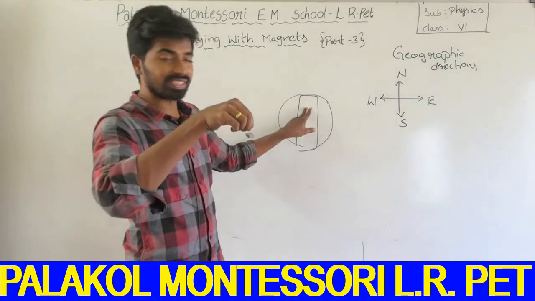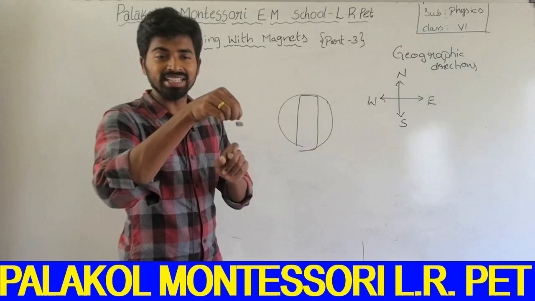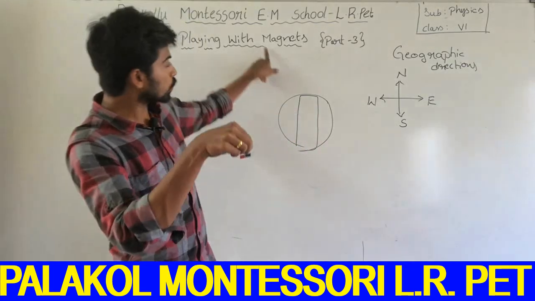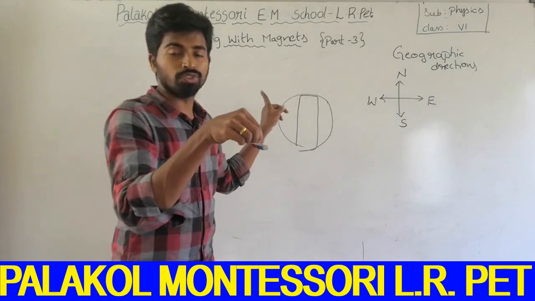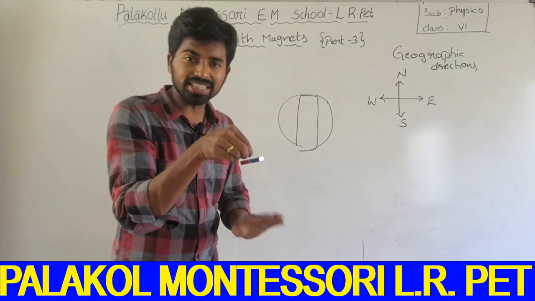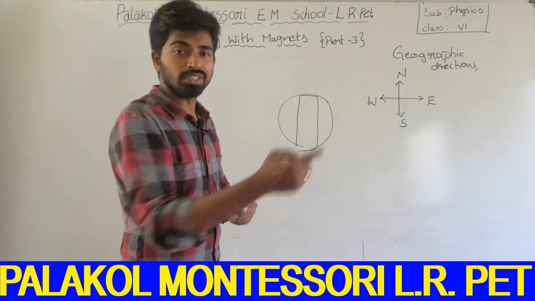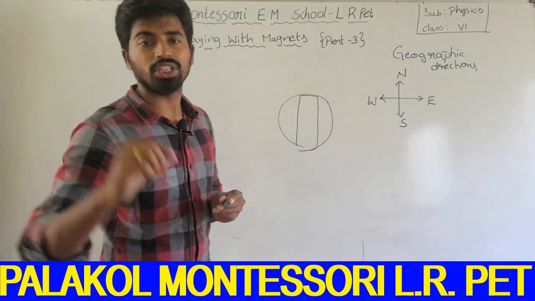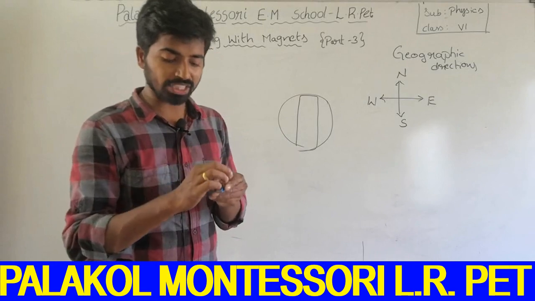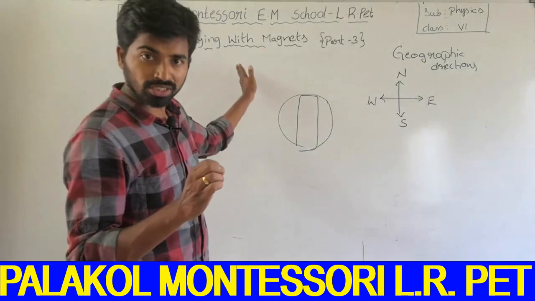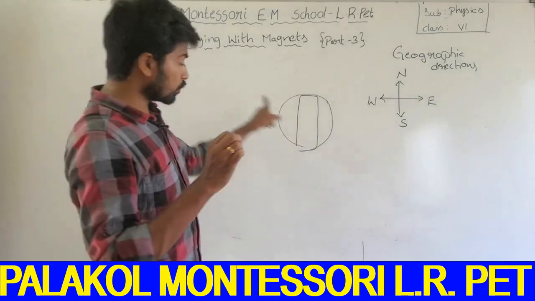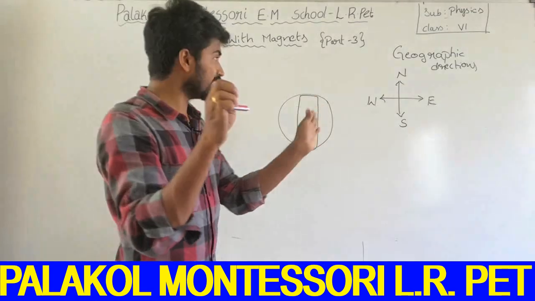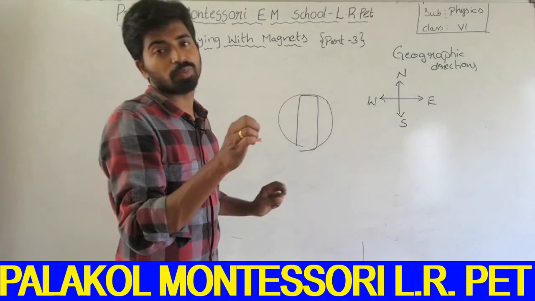Assume that inside the earth there is a bar magnet, and the earth's magnetic south pole is towards geographic north. Earth's magnetic north pole is towards geographic south. This is the geographic north, and the magnetic south pole is in this direction. That is why the magnet's north pole is attracted to the Earth's magnetic south pole.